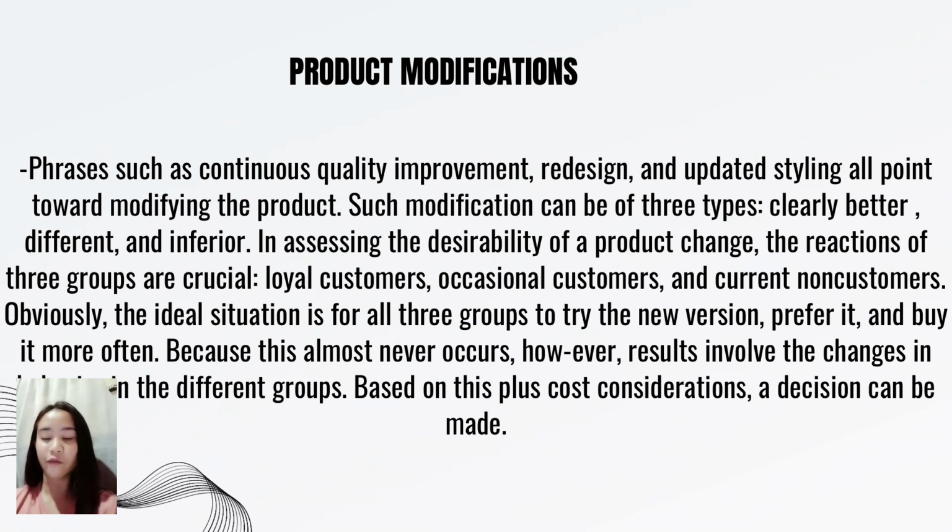For example, modifying a laptop by adding more RAM and a faster processor, removing certain features to reduce cost, replacing the battery for improved longevity, and refining the laptop's design to make it more aesthetically pleasing can all be done through product modification.